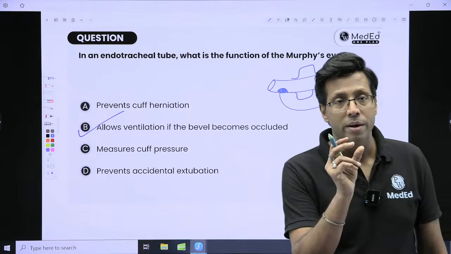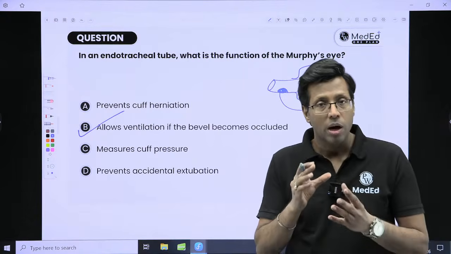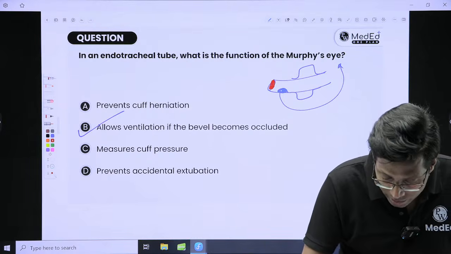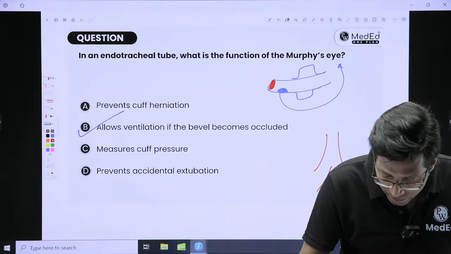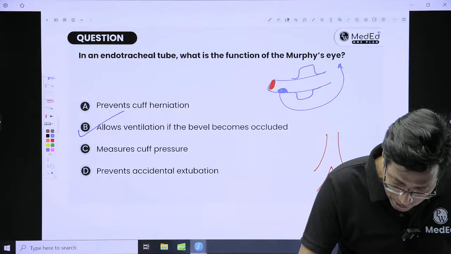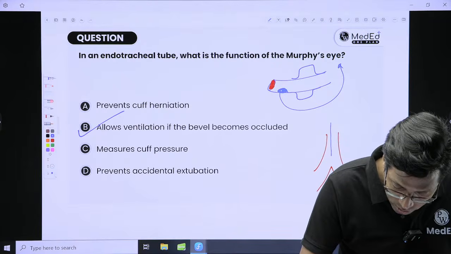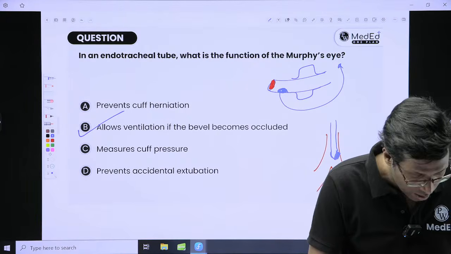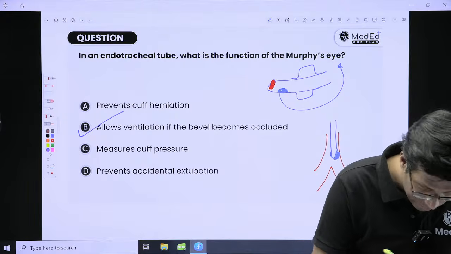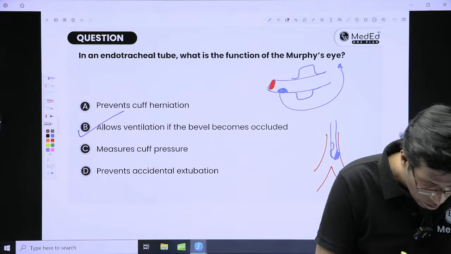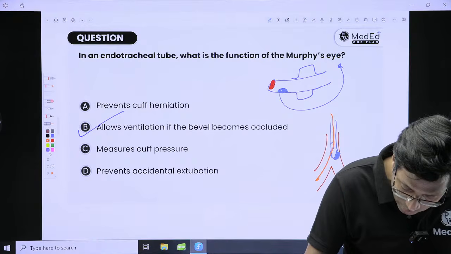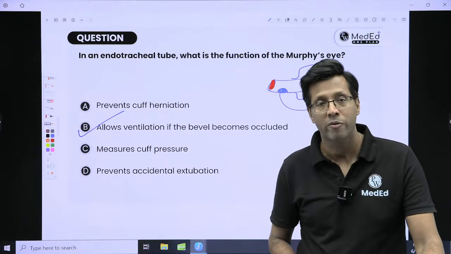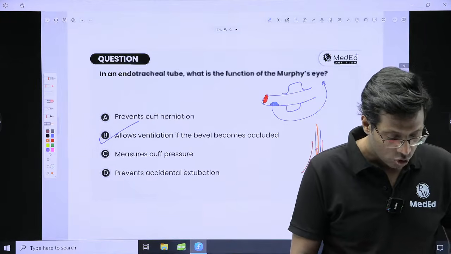It's a small opening which allows for ventilation in case the main bevel becomes occluded. So if here is the trachea of the patient, and in the trachea I put an endotracheal tube, and the bevel gets occluded over here, the presence of the Murphy's eye will allow the oxygen from here to go here as well, in case the bevel has got occluded. So therefore, it allows for ventilation if the bevel has got occluded. Okay? So Murphy's eye, correct.